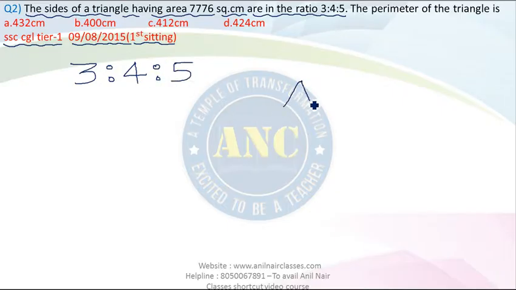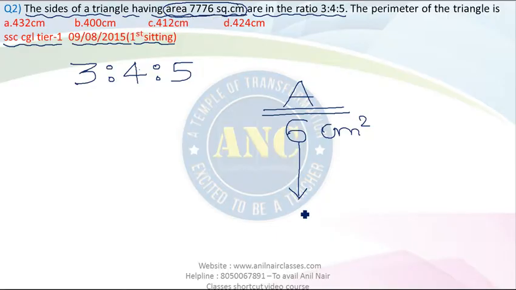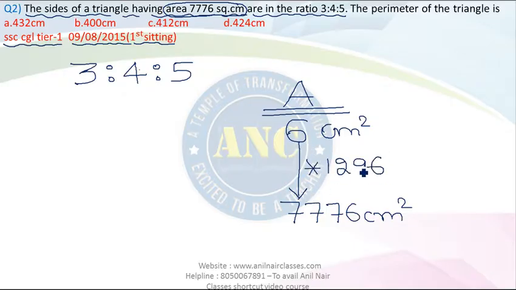That means, can I say that according to the ratio, area of this right angle triangle is half into 3 into 4, which is nothing but 6 centimeter square. According to the question, area is 7776 centimeter square. 6 should become 7776. Multiply by 1296. Your question is, find the perimeter of the triangle.